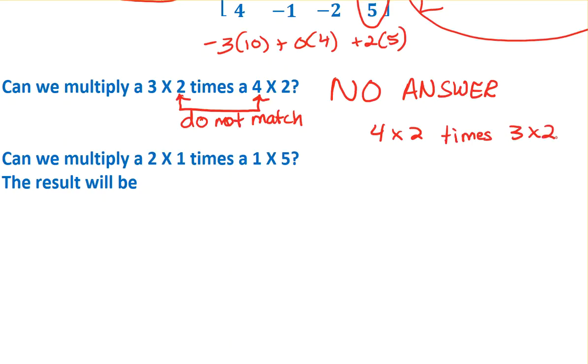So excellent point. You can already see that matrix multiplication sometimes might, here it wouldn't work anyway because these two terms still don't match, but you can see that matrix multiplication is not going to be commutative because reversing the order, sometimes it might work.